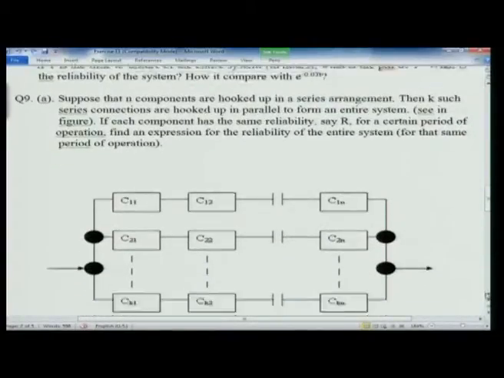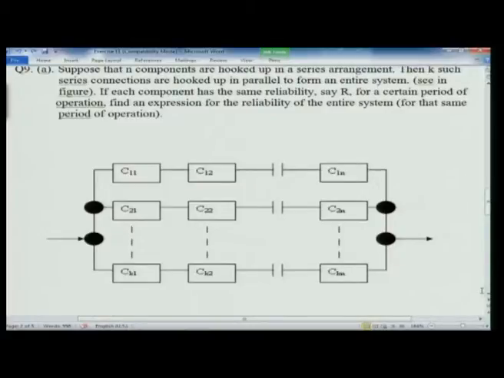Now I have given you a big system here. Suppose that n components are hooked up in a series arrangement, then k such series connections are hooked up in parallel to form an entire system. See the figure below. If each component has the same reliability, say R, for a certain period of operation, find an expression for the reliability of the entire system for that same period of operation. You should enjoy doing it.